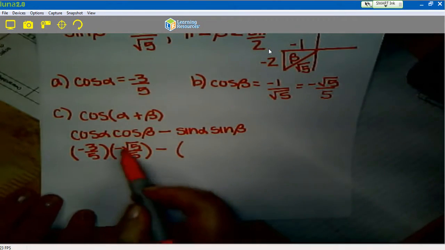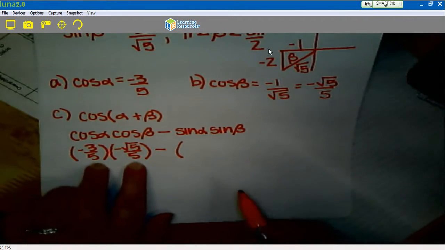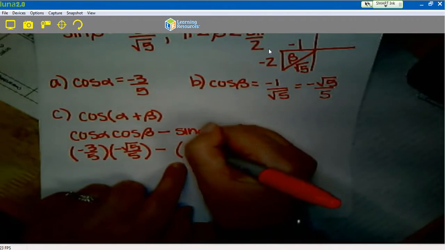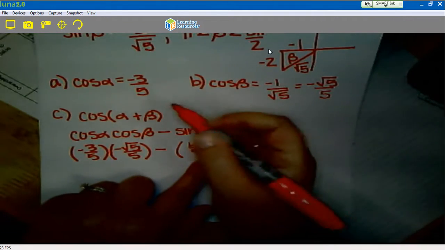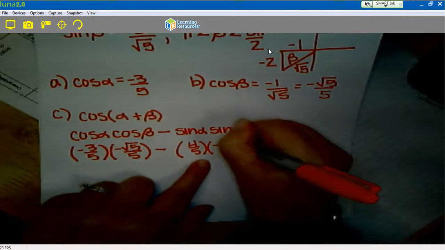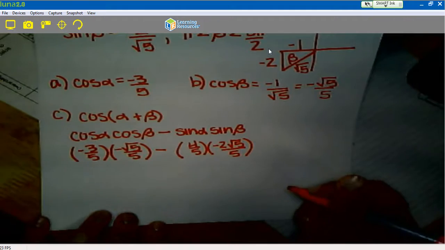Alright, so all we've done is we're just plugging and chugging here. So we've got -3/5, negative square root of 5 over 5, minus the sine of alpha we're given up above is 4/5, and the sine of beta, it bothers me that that radical is in the denominator, so I'm going to rationalize -2 square root of 5 over 5.